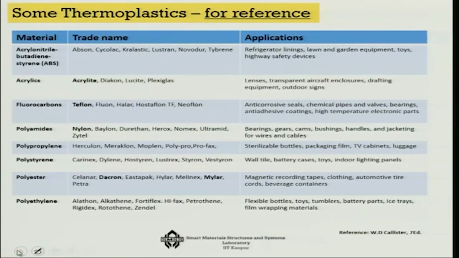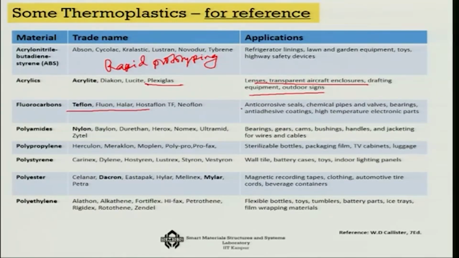So let us try to keep some names of thermoplastics for reference, like ABS, which is used in all the rapid prototyping purposes. So this is used mostly for rapid prototyping. Then the acrylics, I told you plexiglass is one of the examples. It is used in lenses, transparent aircraft enclosures, outdoor signs, etc. Fluorocarbons like the Teflon group are used in anti-corrosive seals, chemical pipes and valves, because it is a high temperature resistant anti-corrosive material.